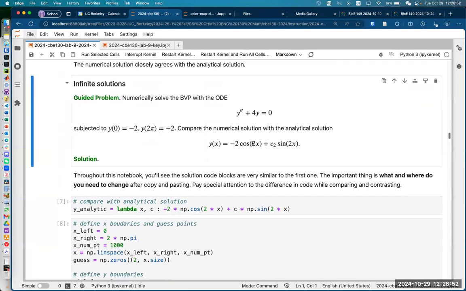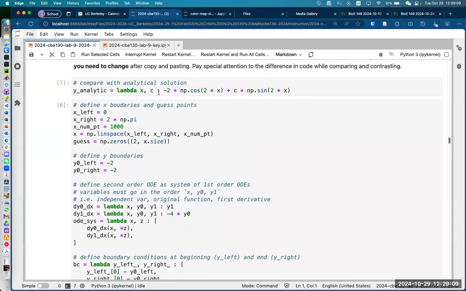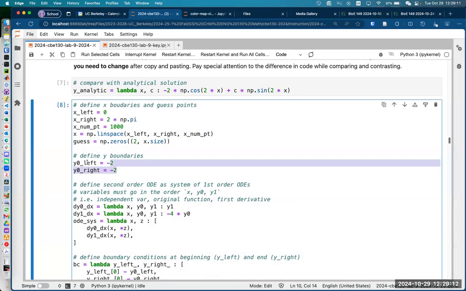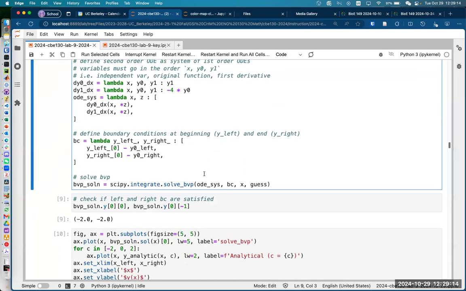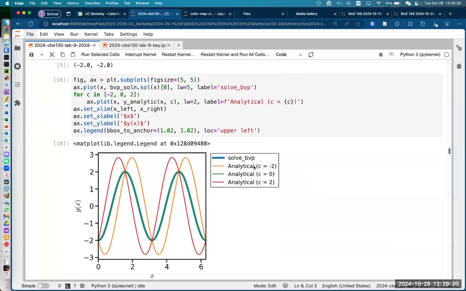But on Monday, we saw that we can not only have one unique solution, but we can also have infinitely many solutions or no solution. So for the same ODE with different boundary conditions, we have infinitely many solutions. But one thing to note, all these things are similar except for the boundary conditions, so you can change it up yourself. But if you look at the solution, solve_bvp still gives only one solution, but the analytic solution suggests that we have infinitely many solutions.